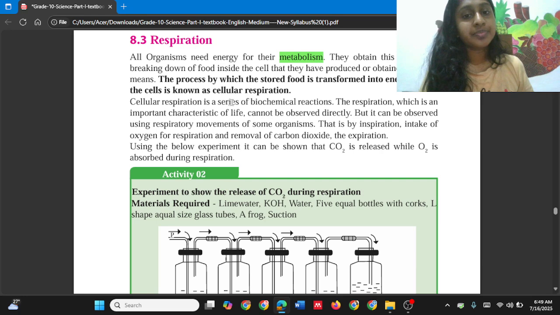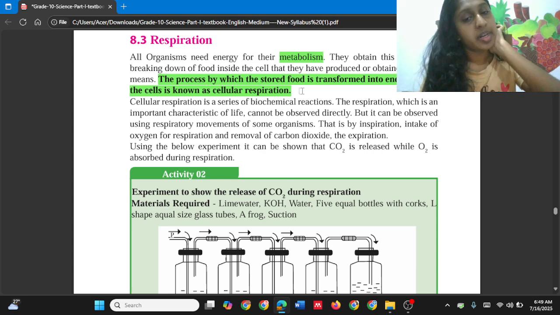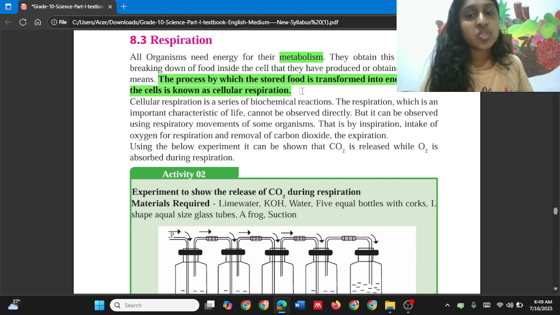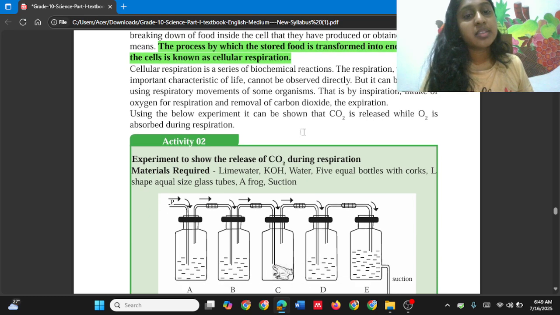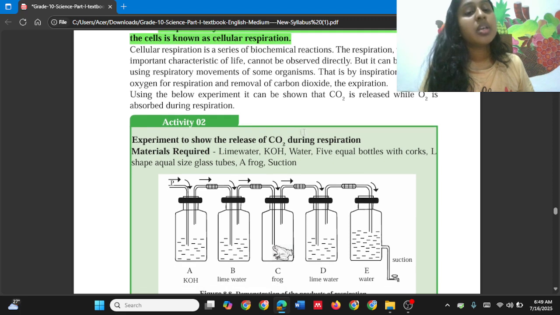This is the definition, which should be memorized. But if you know the meaning, you can understand it rather than just memorizing it. The process by which the stored food is transformed into energy inside the cells is known as cellular respiration. Cellular respiration is a series of biochemical reactions.